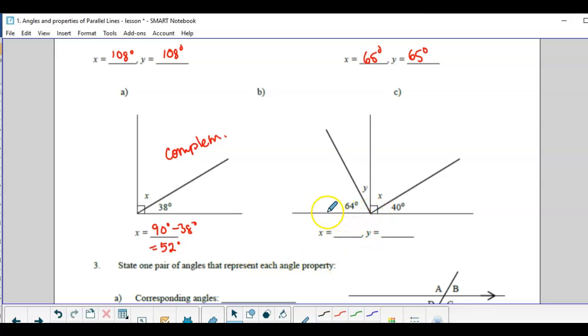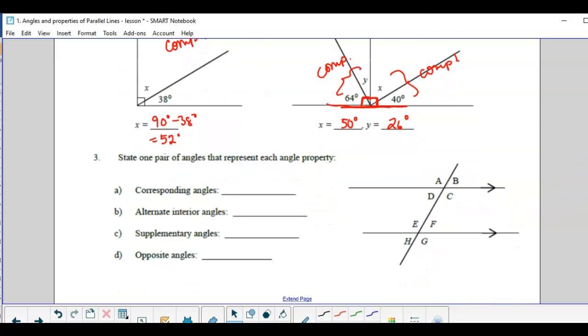Okay, and then take a look here. This is a straight line all the way across. And we have two missing angles. But we do know that this whole angle here is 90. So x and 40 are complementary, right? So they add to 90. So x is going to be 50. And then if that's 90 there, then this would be 90. So that means y would be, so these are complementary. So that would be 90 minus 64 is 26.